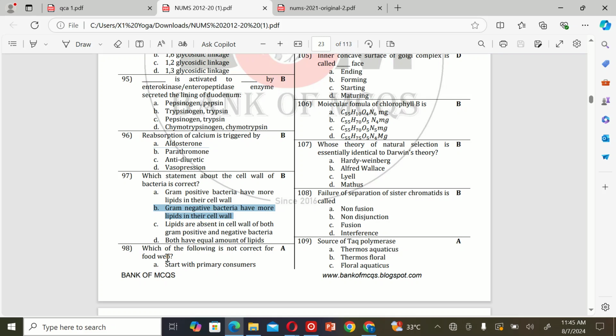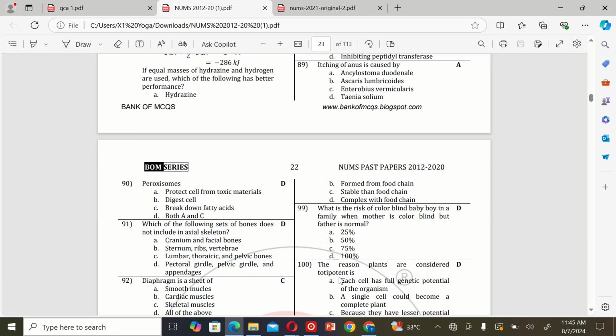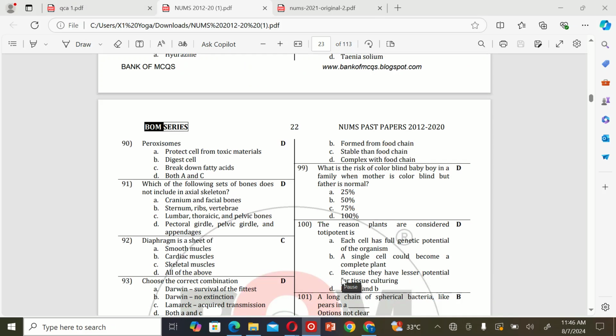The next MCQ is, which of the following is not correct for food web? A. Start with primary consumer. B. Formed from food chain. C. Stable in food chain, and D. Complex food chain. So A is the correct option.